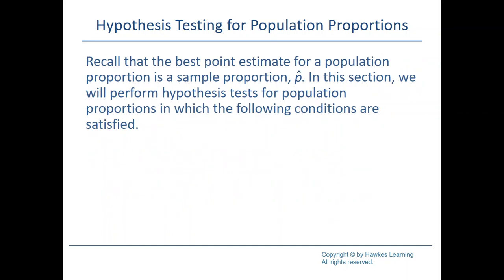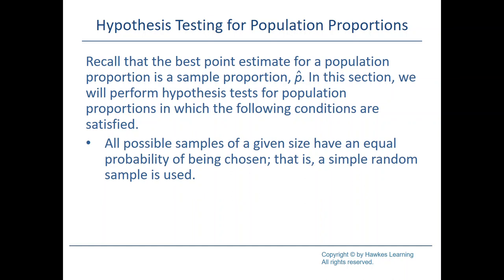Okay? Now, recall that the best point estimator for a population proportion is a sample proportion. That was the p hat we were talking about. In this section, we are going to perform that hypothesis test with a population proportion. Because we're dealing with a proportion of a population, there are a couple of extra conditions that are a little bit different. First of all, by basic general idea, everything has to be a random sample, so everything has an equal opportunity of being chosen from the population.